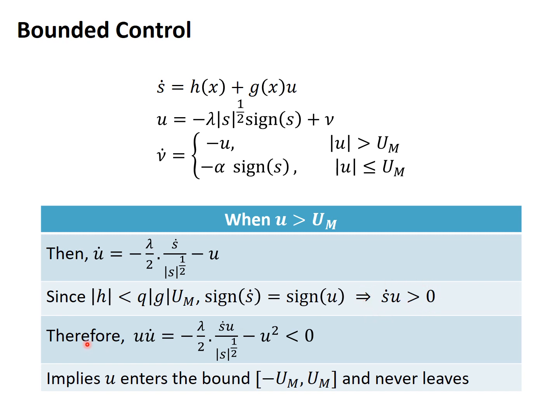We have taken U dot. Now we see what U dot is. U dot will be equal to, you just multiply U here. So, S dot U will come and a U square will come. Now, S dot U is greater than 0, and U square is of course greater than 0. So, this whole thing is less than 0.